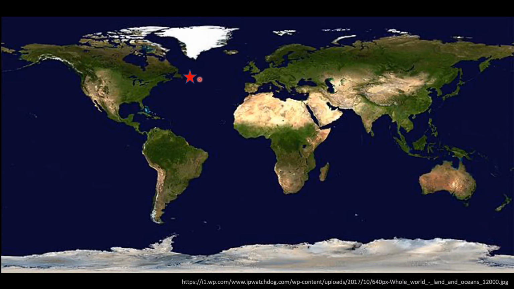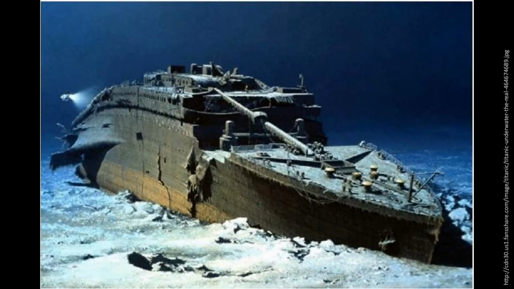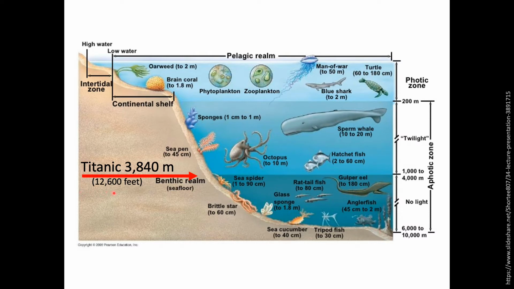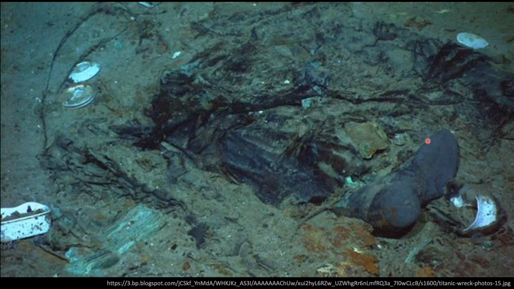Let's begin by looking at where the Titanic sank. Let's consider what's required for the preservation of bones and articulated skeletons in the fossil record. Here's the Titanic ship, where it came to rest on the bottom of the North Atlantic. The Titanic is now at 12,600 feet below the surface of the ocean. Notice that at that depth, even though it's cold and dark, there are plenty of animals that live down there looking for food. Here we see in the debris field, about 105 years after the Titanic sank, a sea spider and a pair of shoes. But what we don't see is the person that was wearing those shoes when they sank to the bottom. Here we see a shoe, or a boot, and what appears to be clothing, but there's no evidence whatsoever of a human body still surviving there.